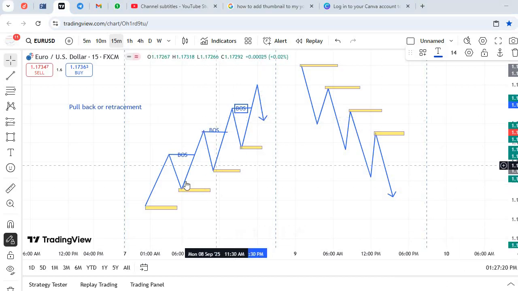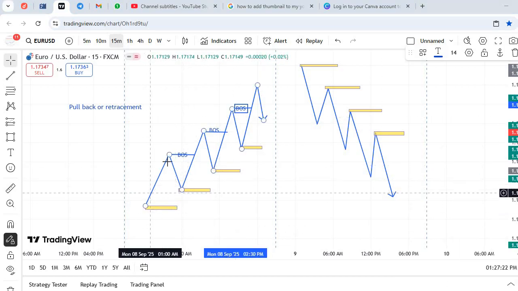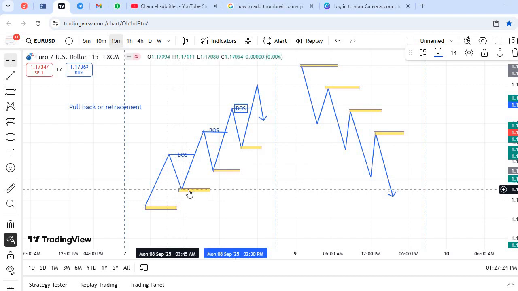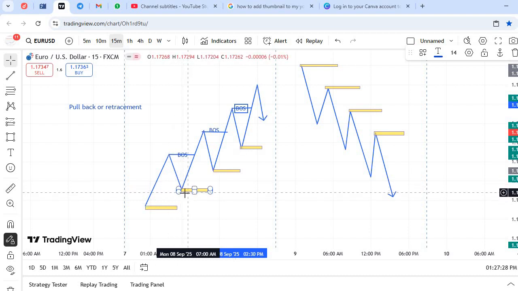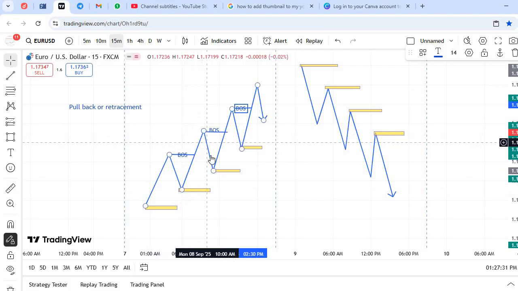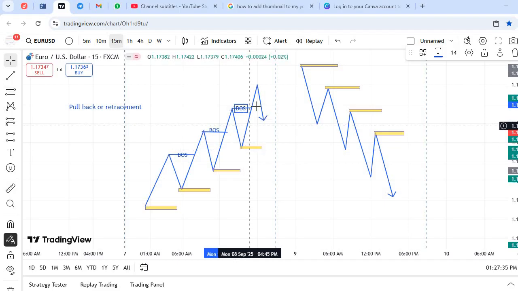So this is an uptrend. So this is a push, a pullback. This is the end, like a retracement, and this was where the retracement got to before a push up. Then we had another retracement before a push up. Then we had another retracement before a push up.